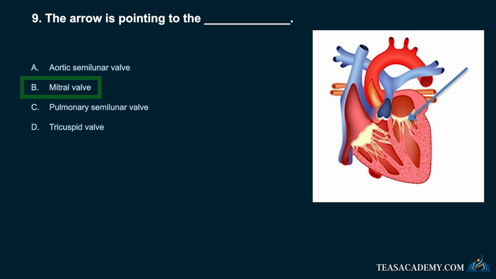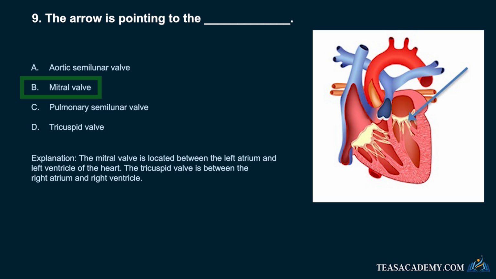Correct answer, B. Mitral valve. The mitral valve is located between the left atrium and left ventricle of the heart. The tricuspid valve is between the right atrium and right ventricle.